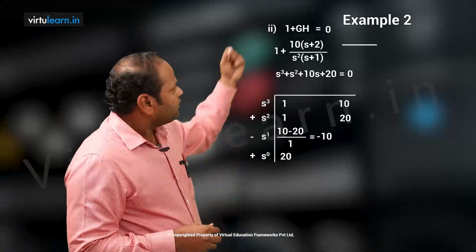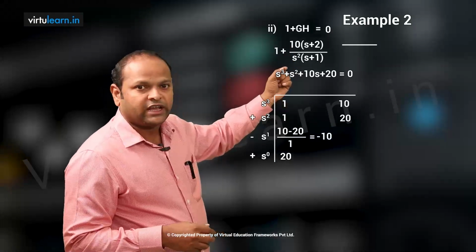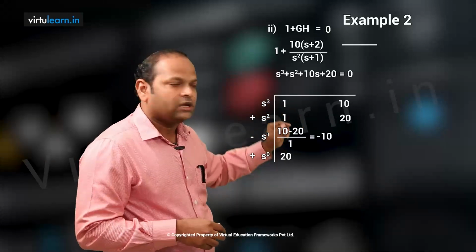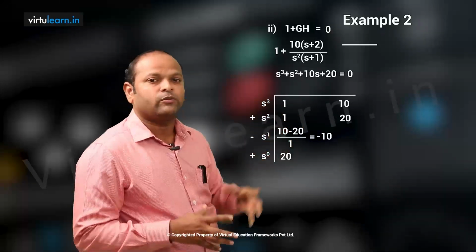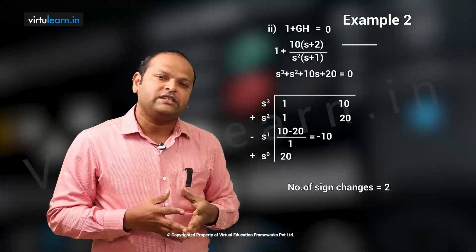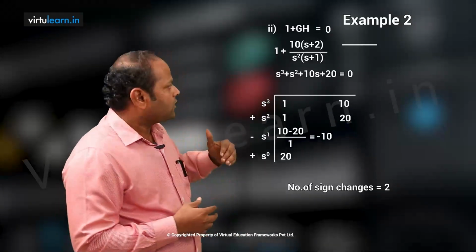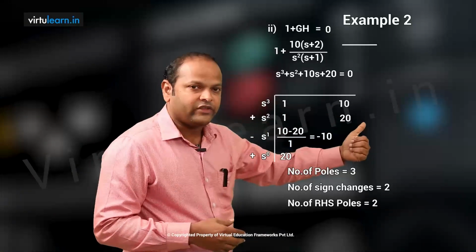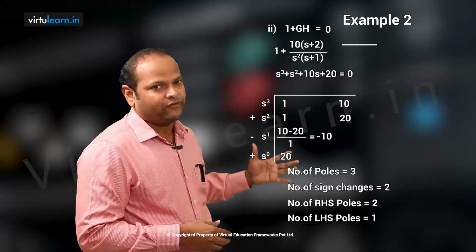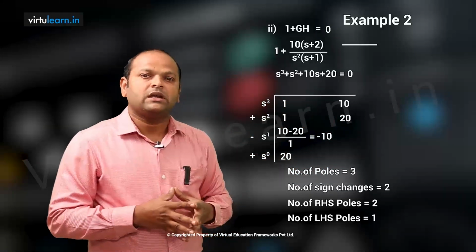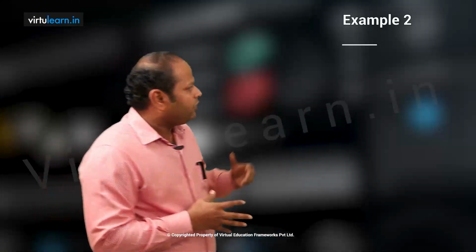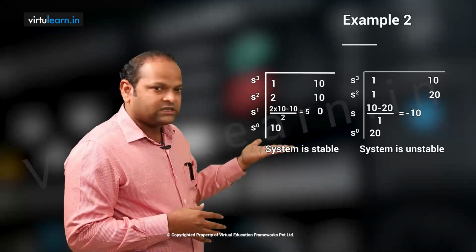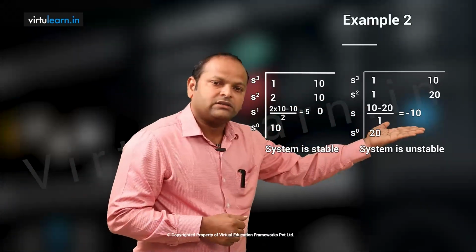Now look here. From the first element to the next element there is no sign change. From 1 to minus 10, yes, there is one sign change. Minus 10 to 20, yes, there is one more sign change. Therefore, the total number of sign changes is 2 and we know the total number of poles is 3. Therefore, out of 3 poles, 2 poles are lying in the right half of the S-plane. There is only one pole in the left half of the S-plane. My closed loop system is unstable. Therefore, when you observe these two transfer functions, for the first transfer function the system is stable, and for the second transfer function the system is unstable.